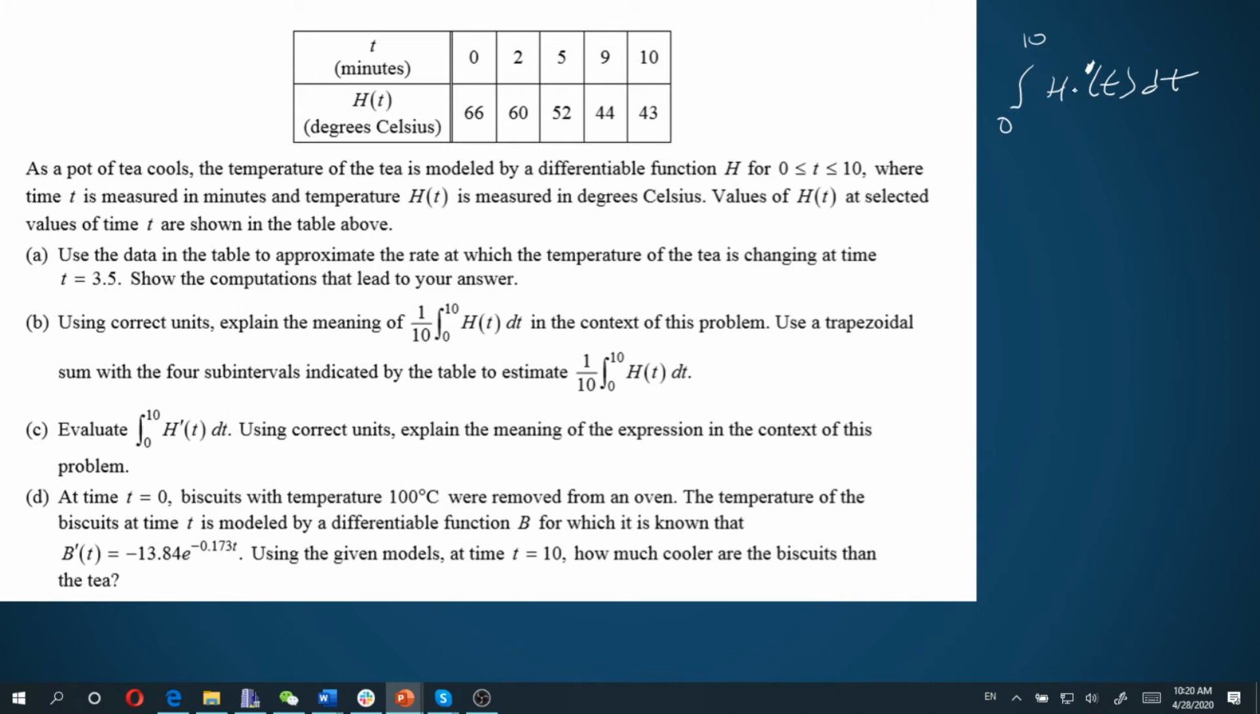So if I integrate this, I'll end up with h of t from 0 to 10. And then I'll plug in our upper bound, and I'll subtract our lower bound. Right? Okay, so that gives me 43 minus 66. Tells us how much our temperature changed in the first 10 minutes. So our temperature changed by negative 23 degrees Celsius.